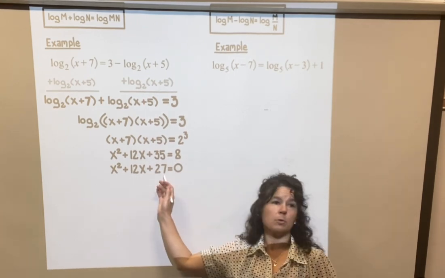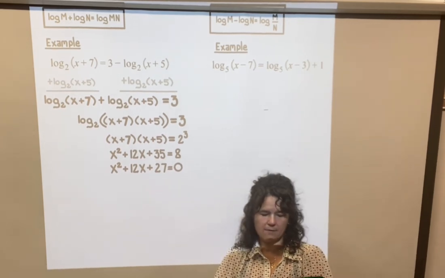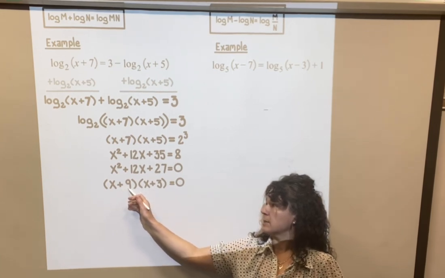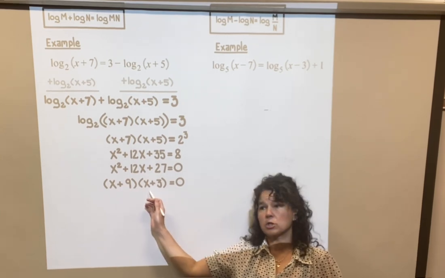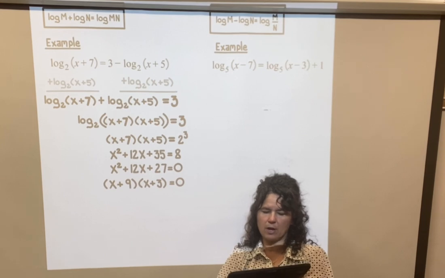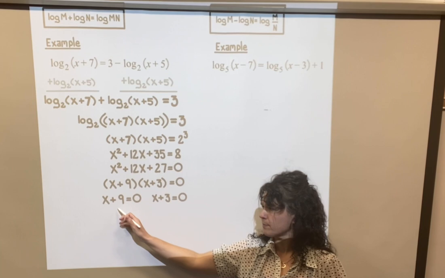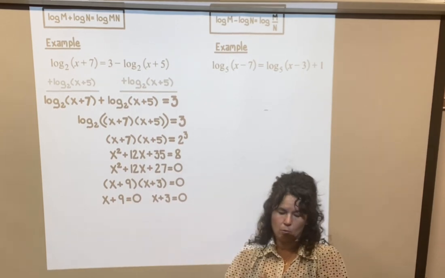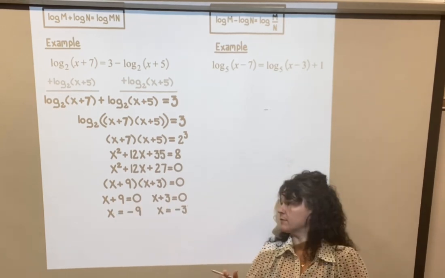Thinking of two numbers that multiply together to get 27 and add up to 12. That's going to be 3 and 9. Okay, so I have x plus 9 times x plus 3 equals 0. If two things multiply together to get 0, then one of them has to be 0. So to find what numbers make those factors equal 0, we're going to set each piece equal to 0. Subtract 9, so one of my answers is -9. Subtract 3, and my other answer is -3.